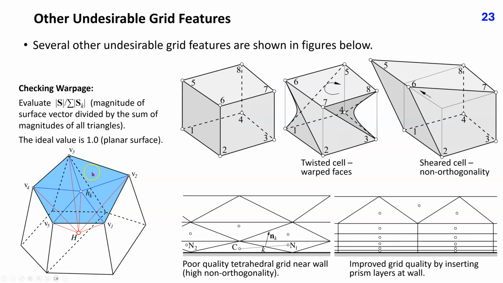The warpage of a cell face can be checked by triangulating the face and evaluating the ratio of the magnitude of surface vector divided by the sum of areas of all triangles. The ideal value of this ratio is 1.0, which corresponds to a planar surface. The smaller the ratio, the larger is the warpage.